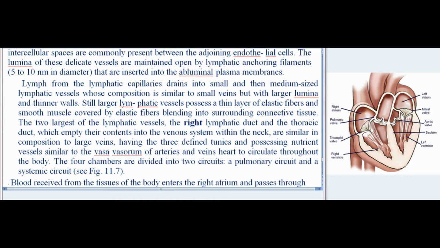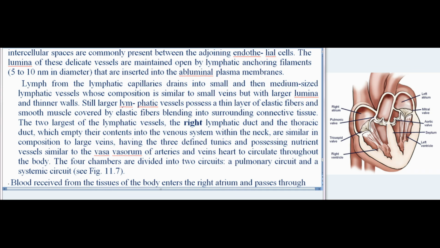Lymph from the lymphatic capillaries drains into small and then medium-sized lymphatic vessels whose composition is similar to small veins but with larger lumina and thinner walls. Still larger lymphatic vessels possess a thin layer of elastic fibers and smooth muscle covered by elastic fibers blending into surrounding connective tissue. The 2 largest of the lymphatic vessels, the right lymphatic duct and the thoracic duct, which empty their contents into the venous system within the neck, are similar in composition to large veins, having the 3 defined tunics and possessing nutrient vessels similar to the vasa vasorum of arteries and veins.